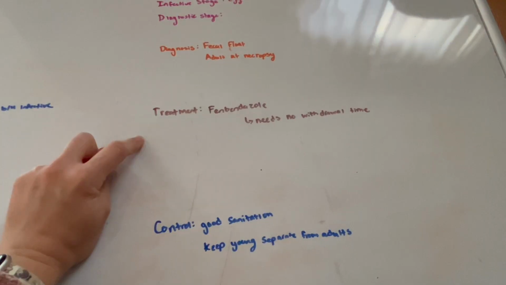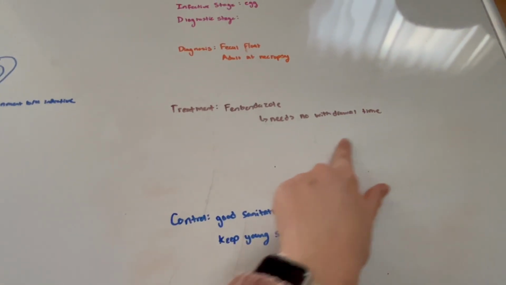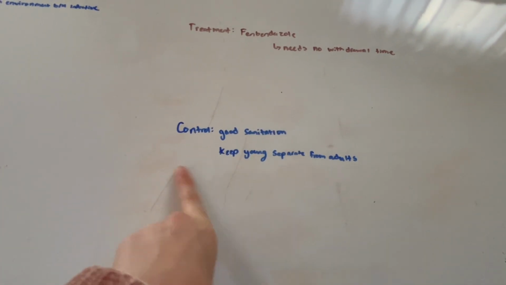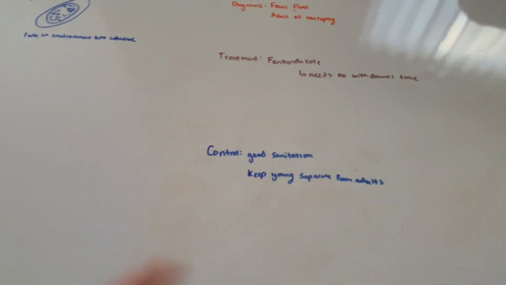Treatment is going to be fenbendazole, but what's great is that there is no withdrawal time with fenbendazole for the chickens. To control it, you have to do good sanitation because these eggs are very hardy, and you probably should keep the young separate from the adults.